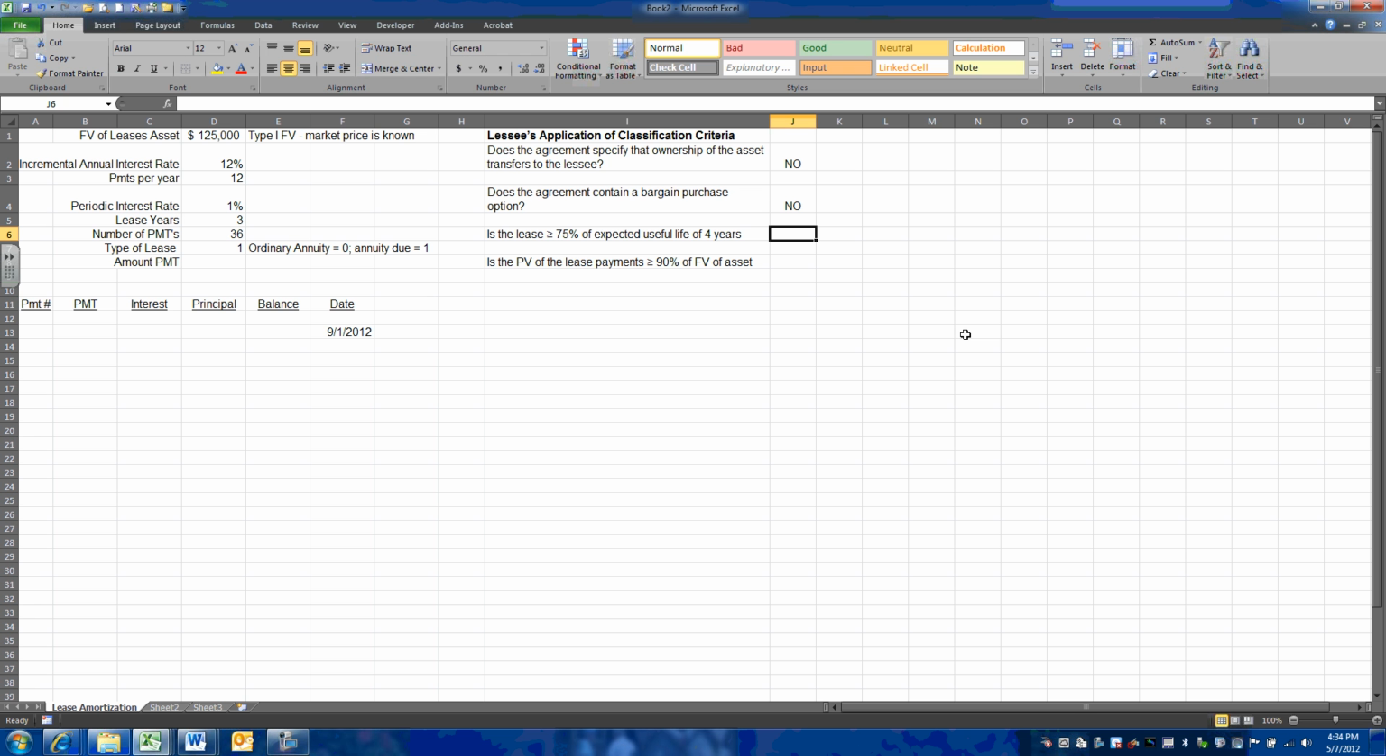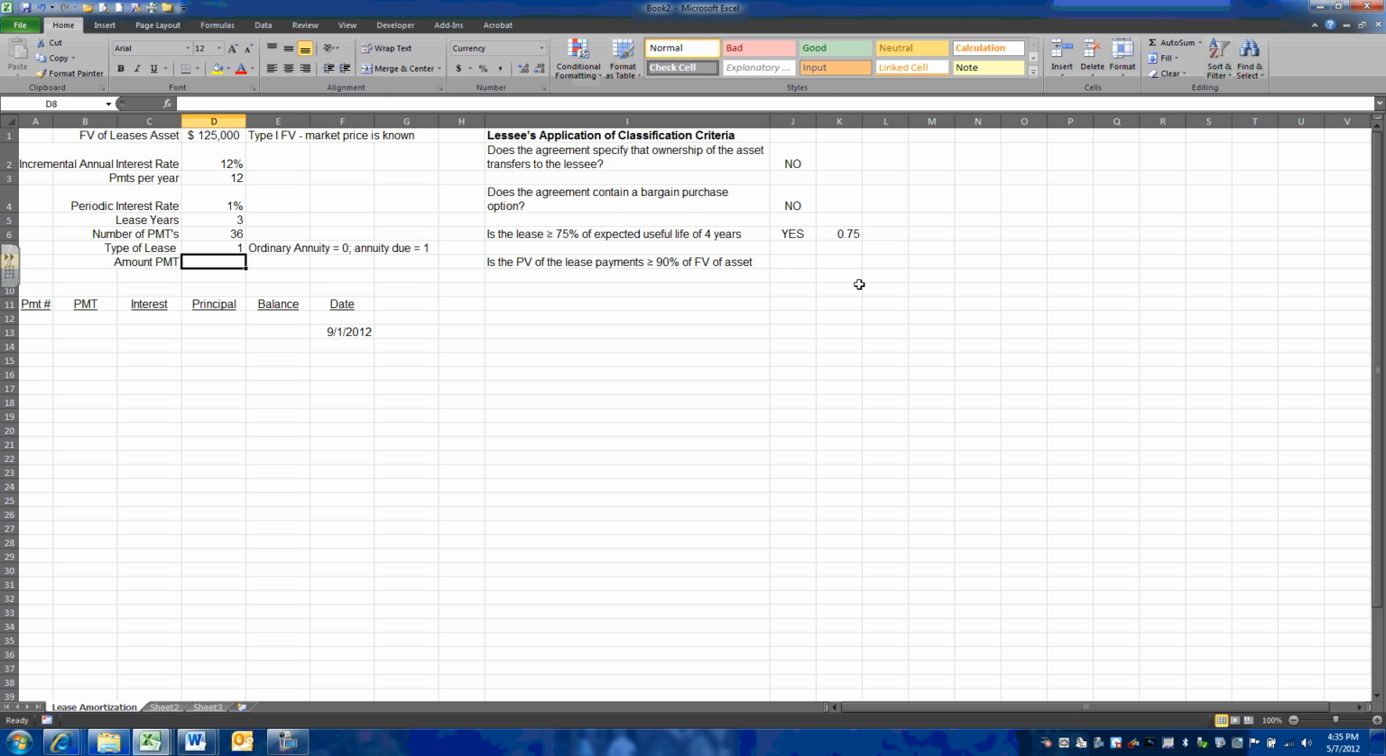In this problem, we've determined that the asset has a useful life of 4 years. Of course, that's going to change with the type of asset. The GAAP criteria is, is the lease equal to or greater than 75% of the useful life? We're leasing this asset for 3 years with a useful life of 4. So we will be leasing it for exactly 75% of its useful life. Be careful here. The GAAP says equal to or greater than 75%. So our answer here is yes. Since we have a yes, we do not need to proceed with the fourth criteria. This is going to be a capital lease.